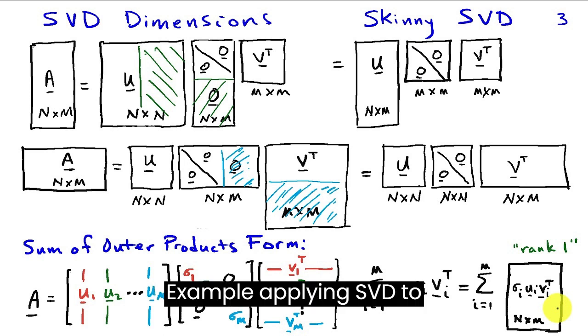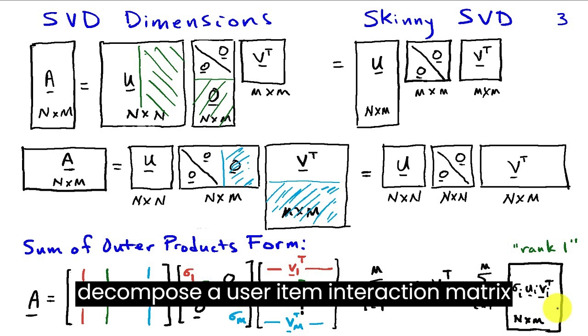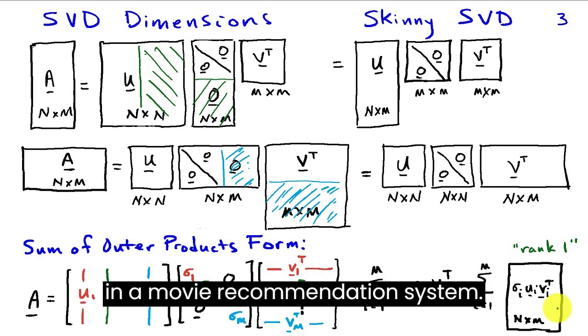SVD, singular value decomposition, a dimensionality reduction technique used in matrix factorization and recommendation systems. Example: applying SVD to decompose a user-item interaction matrix in a movie recommendation system.